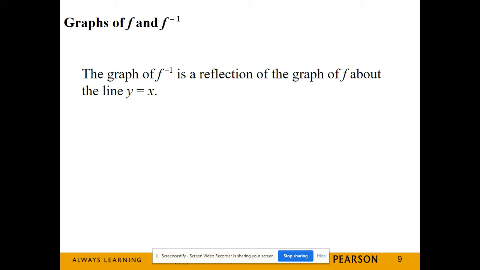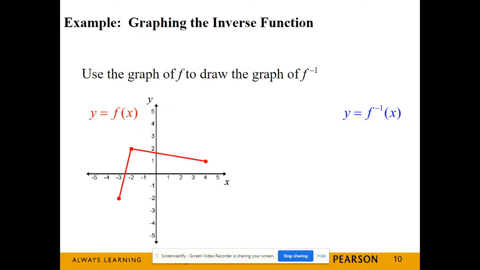The graph of f inverse is a reflection of the graph of f about the line y equals x. So it's going to reflect across y equals x. So basically, if you were to recreate f of x as an inverse, you would just take the ordered pairs and flip them. So -3, -2 would become -2, -3. -2, 2 would become 2, -2. 4, 1 would become 1, 4.